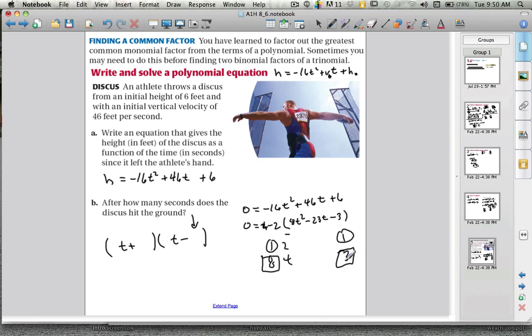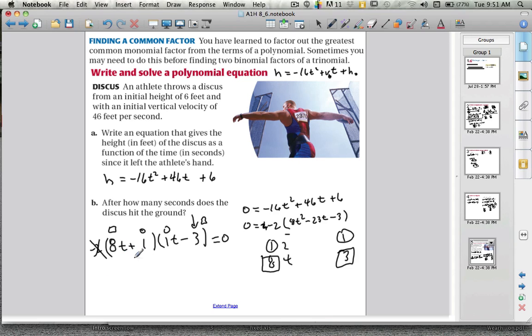8 times 3 is the bigger product, so the 3 has to go with the minus, and that means the 8 goes over here, right? So these are my squares, and that means these are my circles. And so the circle 1 goes there, and the other one goes there. So now when we talk about after how many seconds does the discus hit the ground, if I solve this binomial, remember this is going to be equal to 0, the -2 has nothing to do with anything.